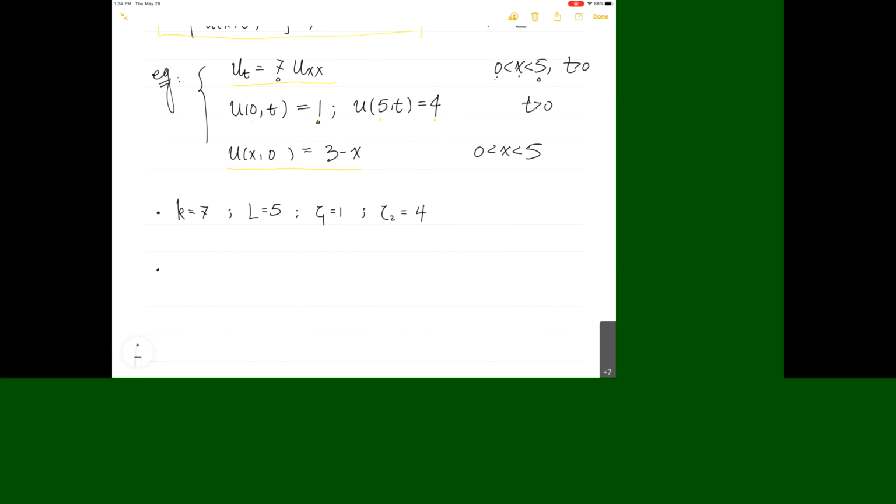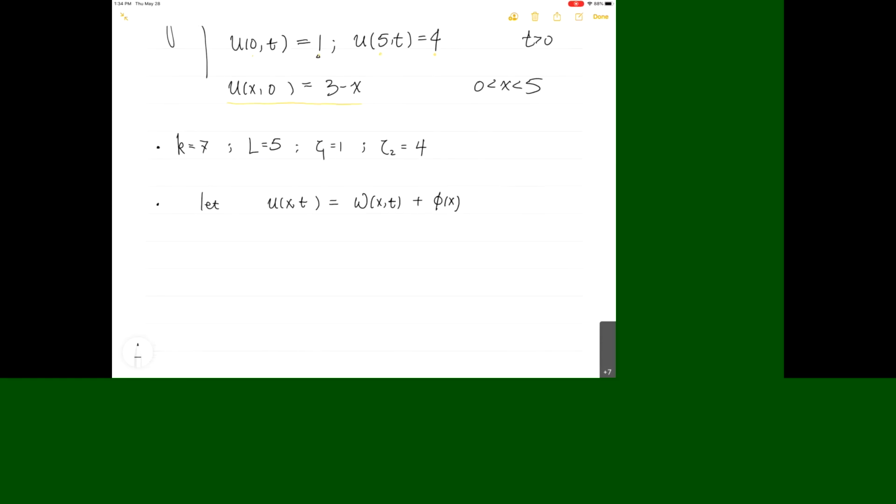But first, we know that we're going to use change of variable. So we're not going to solve for the function u directly. We let u(x,t) be the sum of two functions: w(x,t) plus phi(x). Please pay attention that the unknown w is a two-variable function, and the unknown phi is actually a single variable function. Okay, so this is our strategy. Now let's solve w and phi one by one.